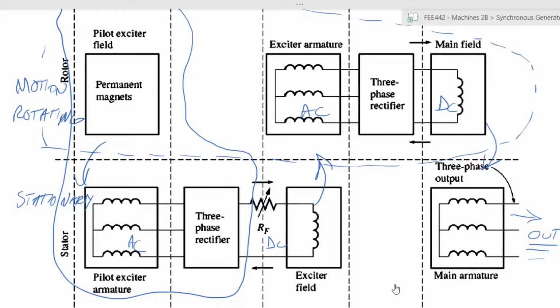Yes. Okay. Excuse me, I have a question. Yes. What's the reason for having the permanent magnet for the pilot exciter field and not just have it at the exciter field?